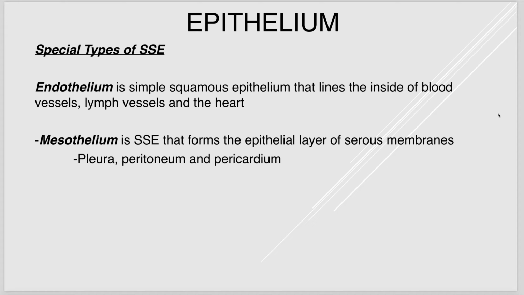Mesothelium, these are secreting cells, and they form the epithelial layer of serous membranes. And serous membranes are these membranes that line cavities and the organs within those cavities. So we have pleura. Pleura lines the lungs, which is called visceral pleura, as well as the pleural cavities. We have peritoneum, which lines the digestive organs, visceral peritoneum, and the abdominal cavity, which is the parietal peritoneum, and the pericardium, which of course is the mesothelium of the heart.